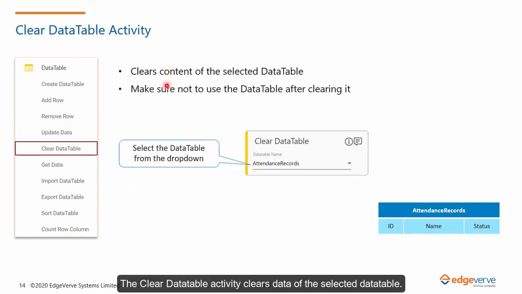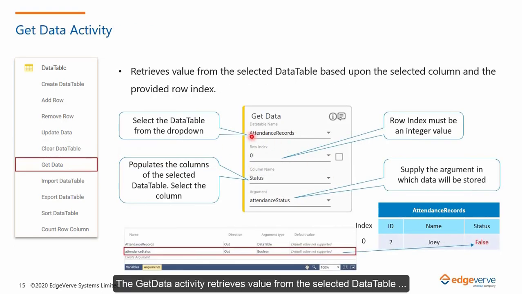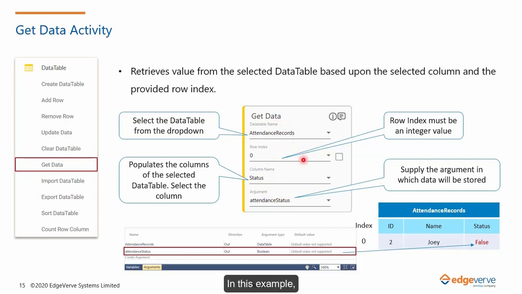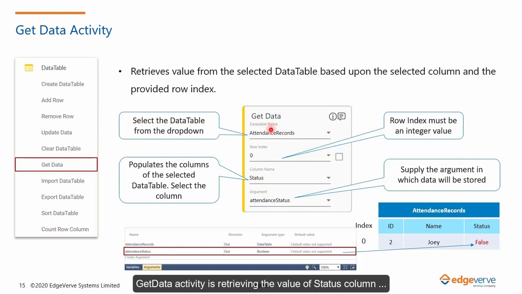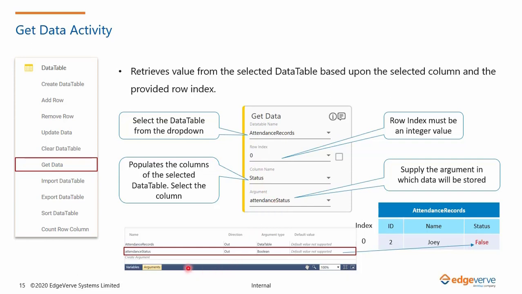The Clear Datatable activity clears data of the selected datatable. Now with this, records of attendance records datatable are cleared. The Get Data activity retrieves value from the selected datatable based upon the selected column and the provided row index. It stores the value in a process argument. In this example, Get Data activity is retrieving the value of status column for the row with 0th row index and saving it in an attendance status process argument.